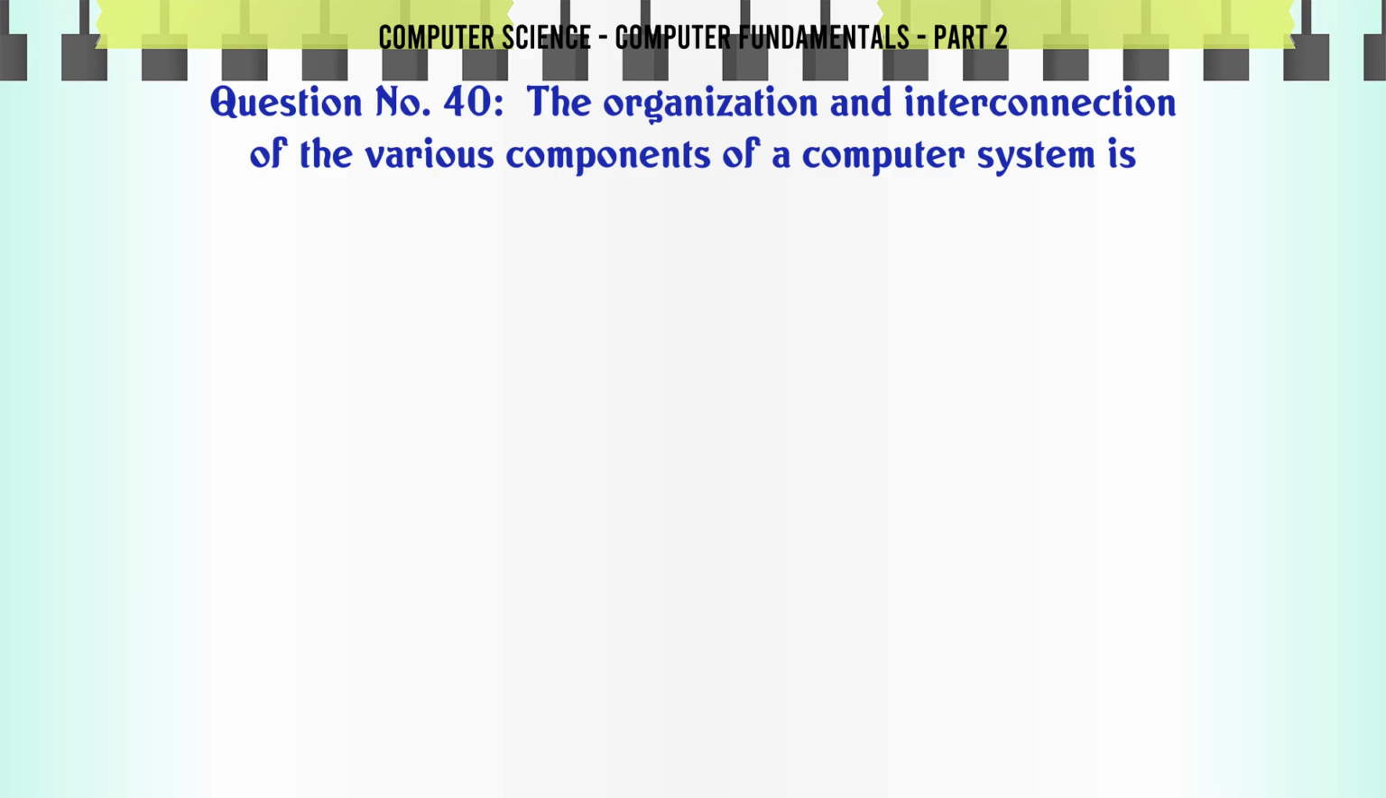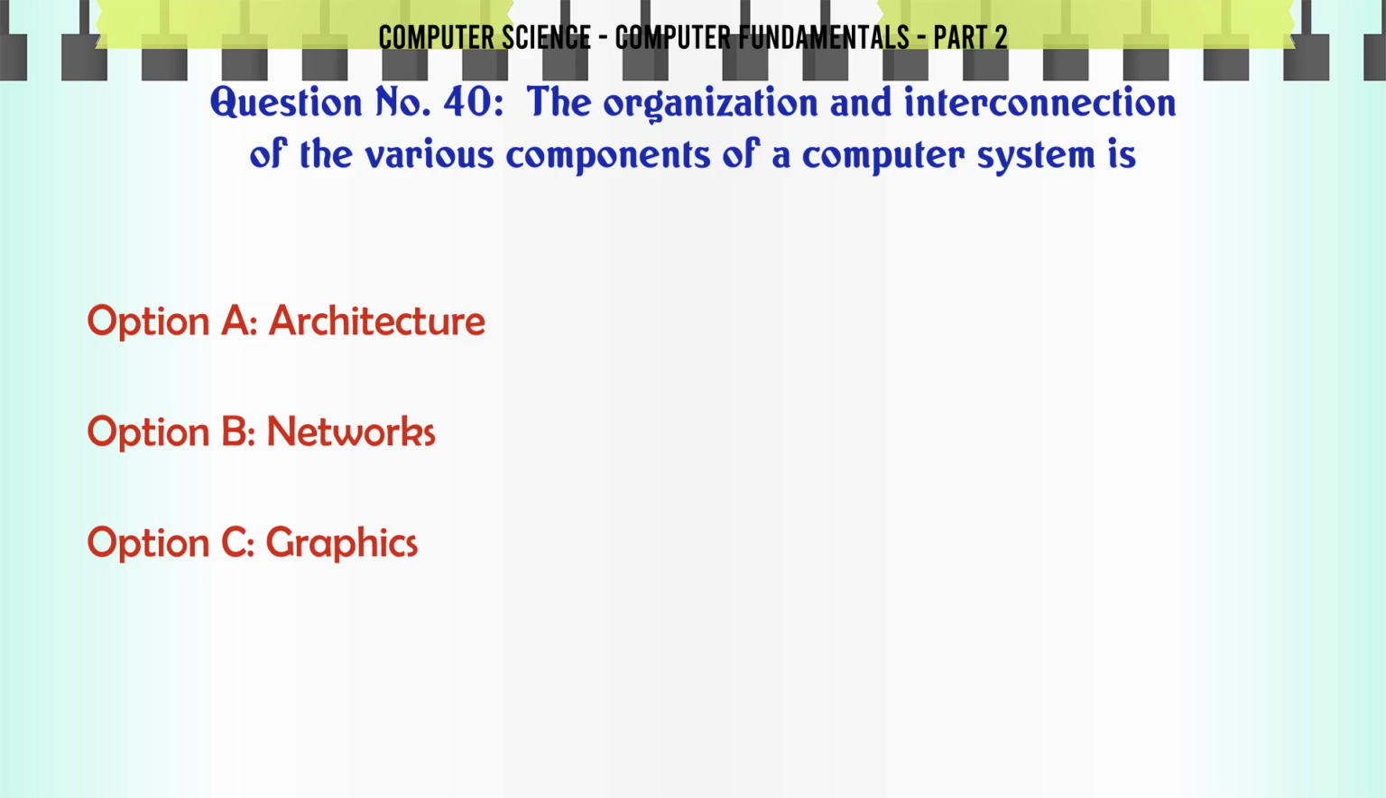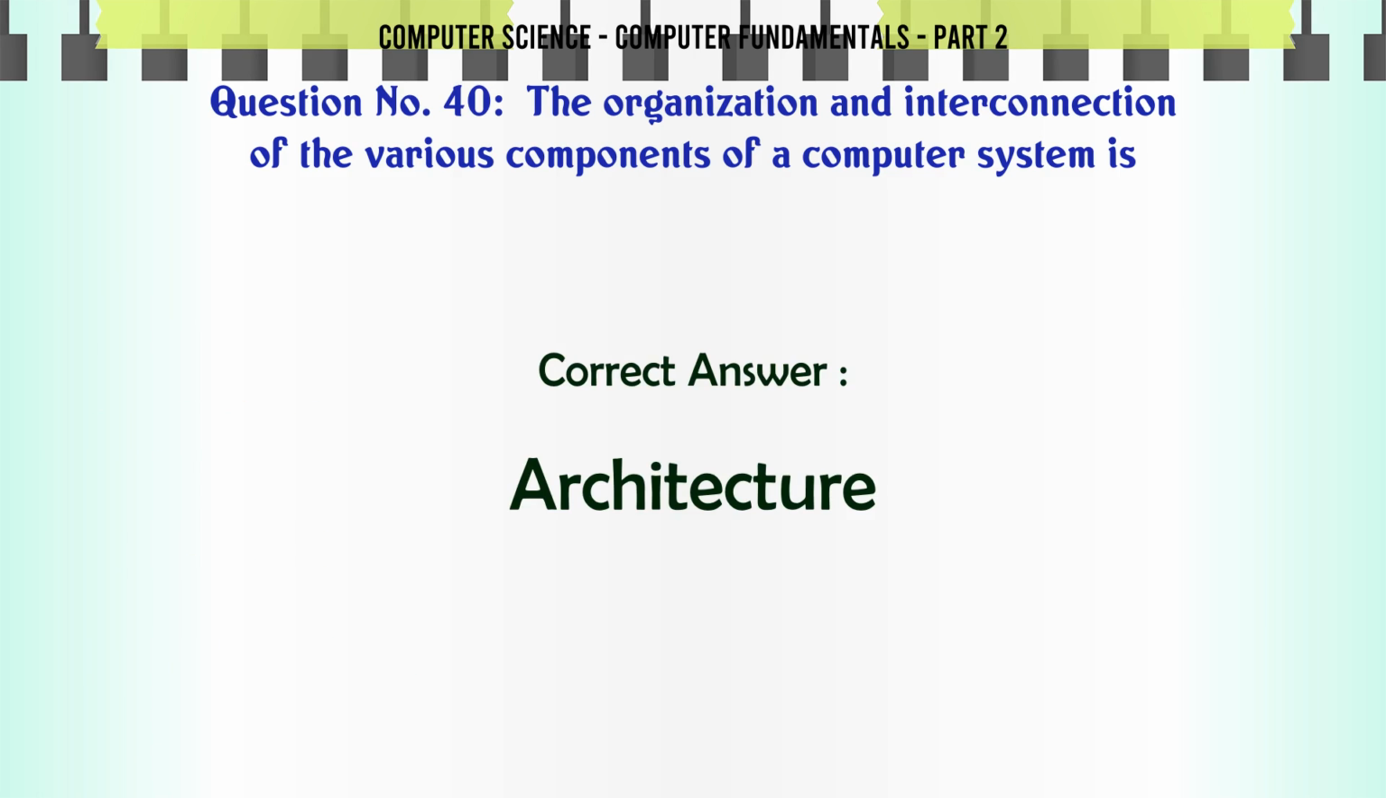The organization and interconnection of the various components of a computer system is A. Architecture, B. Networks, C. Graphics, D. Designing. The correct answer is architecture.